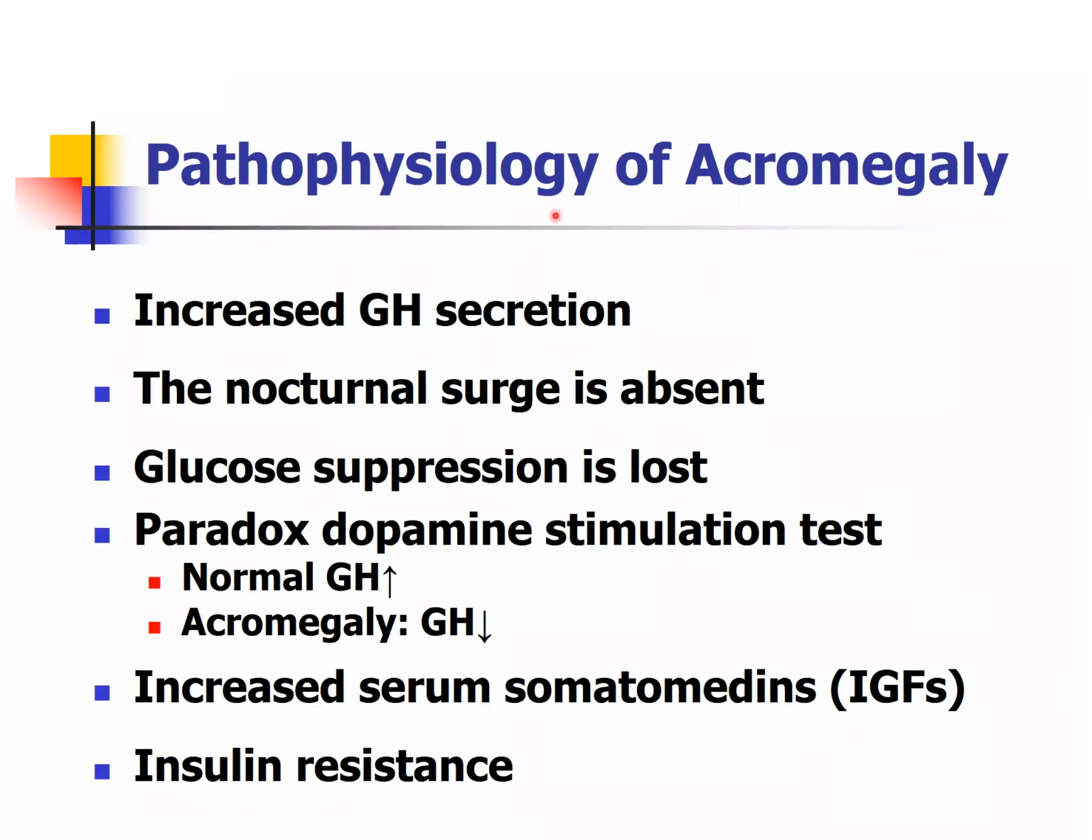Now, what is the pathophysiology of acromegaly? As you mentioned, mostly increased growth hormone secretion. Normally, we do have a diurnal rhythm of growth hormone secretion, mostly the highest in the night and the lowest during the day. What is going to alter the growth hormone secretion? Mostly the serum glucose level. This is why they use the glucose suppression test. And in this patient, that is lost. So there is no glucose suppression at all.